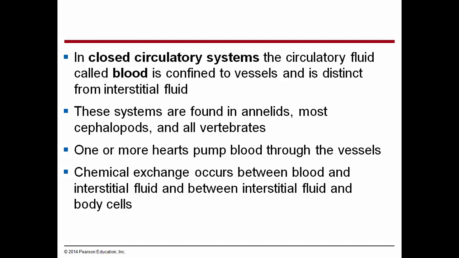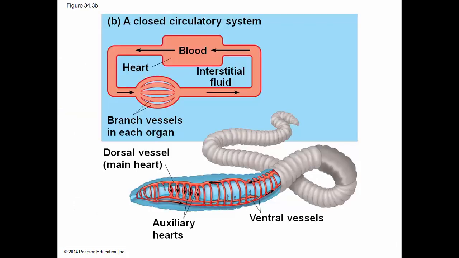One or more hearts pump blood through the vessels. Chemical exchange occurs between the blood and the interstitial fluid, and between interstitial fluid and body cells. So the blood interacts with the interstitial fluid, and then the interstitial fluid interacts with the cells. The blood doesn't go directly to the cells, it interacts through the interstitial fluid. Okay, here's the worm again in greater detail. We've got the closed circulatory system. Here are the hearts, pumping blood through the circulatory system of the animal.